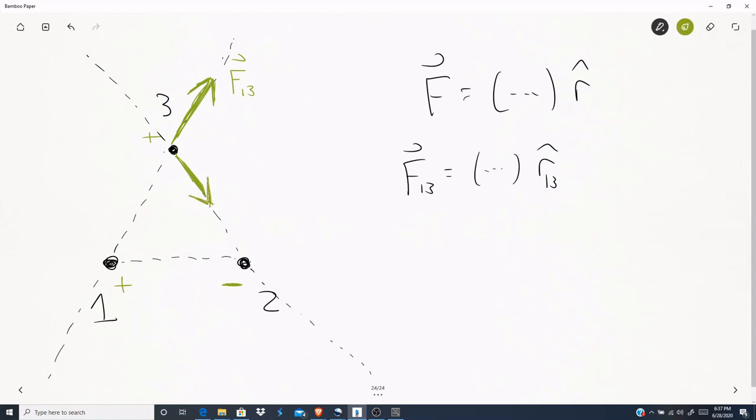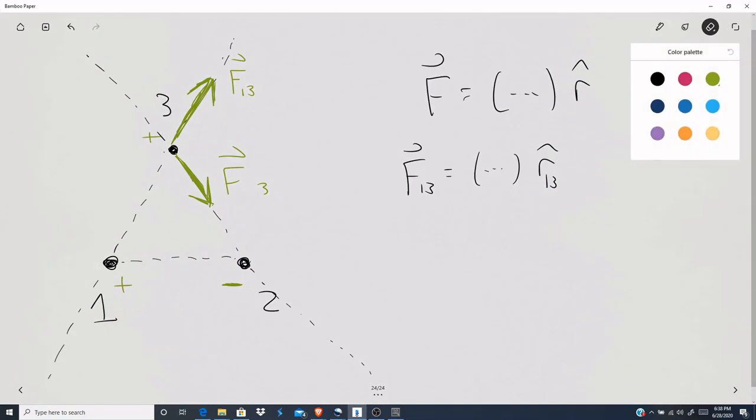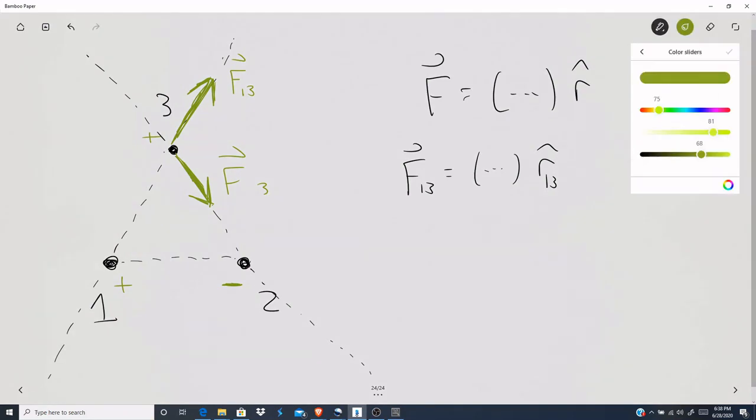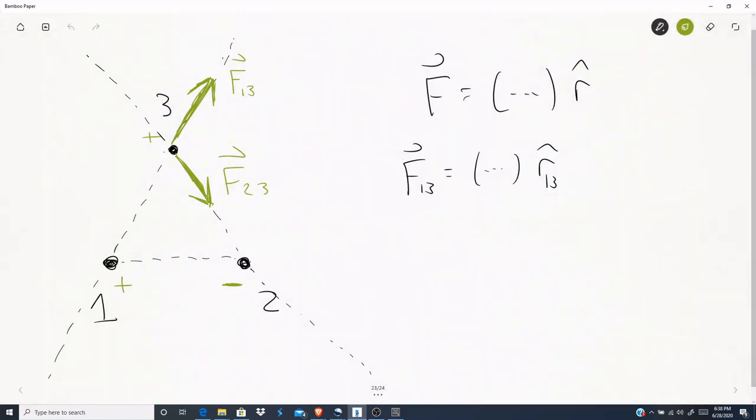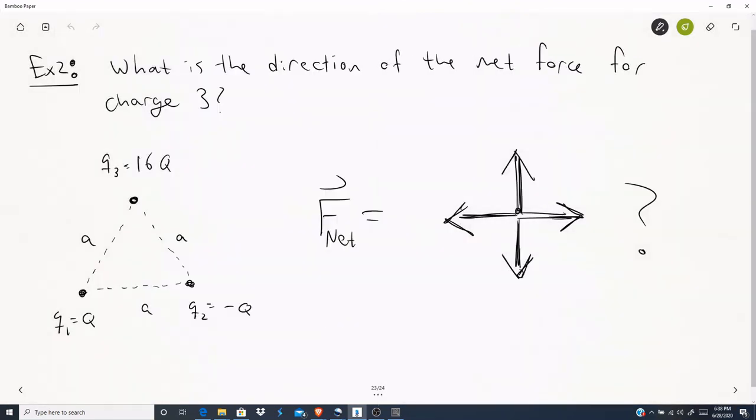Next, I got to think about the sizes of these arrows. So I have the force that charge 2 exerts on charge 3, and I have the force that charge 1 exerts on charge 3. And I've drawn the arrows to try and indicate that they're roughly the same length. How do I know that? Well, I know they're the same length because the magnitude of charge 1 is the same as the magnitude of charge 2.